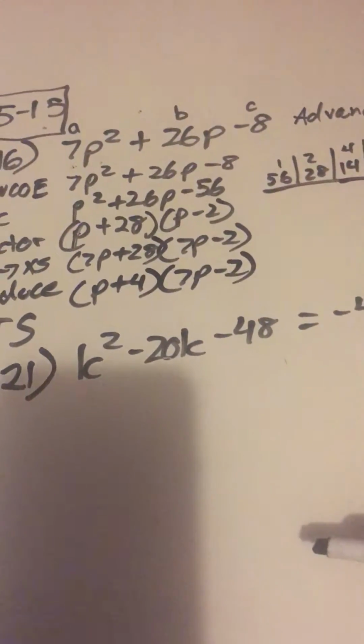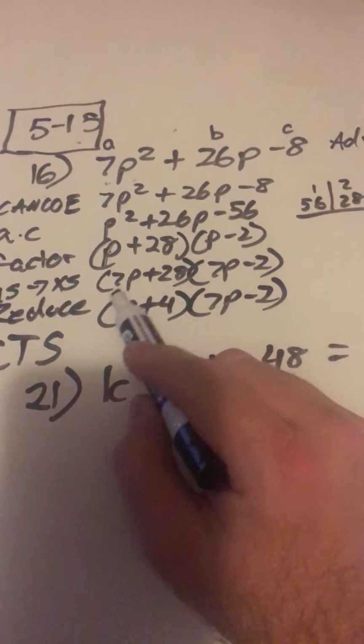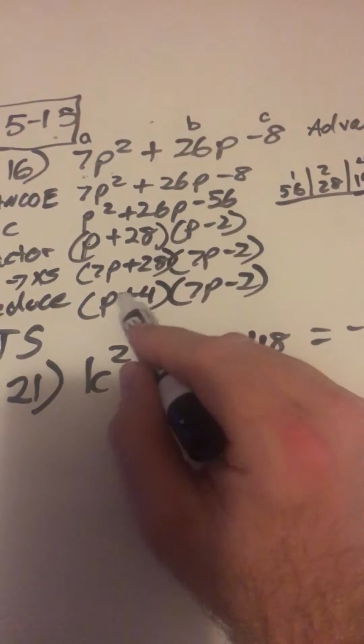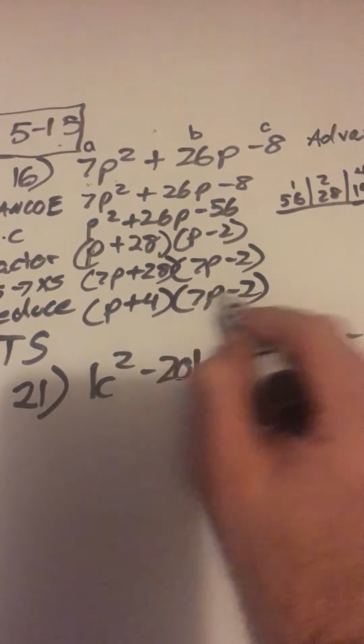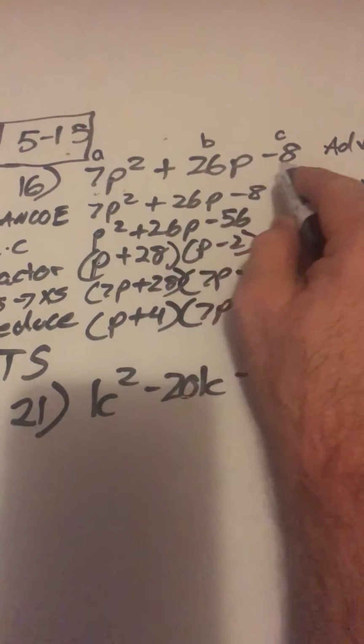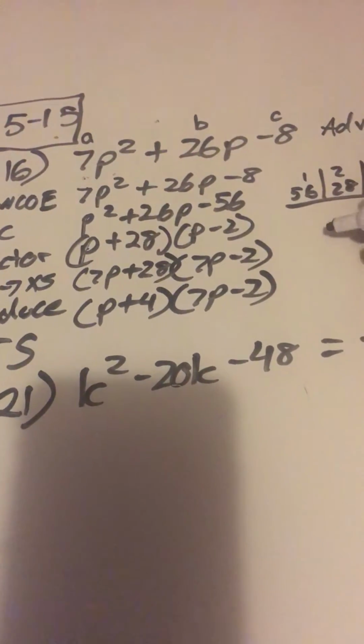Now, through the magic of math, if I were to FOIL all this out, I know FOIL is a bad word for some people, but if I did, I would wind up back at my original problem, 7p squared plus 26p minus 8. Now I'm looking for the solution, I'm looking to solve.